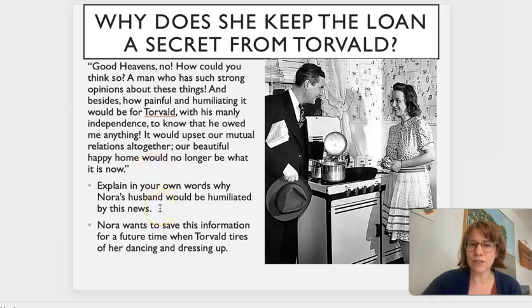So Nora has to do things in secret. She has to keep this a secret from him. She also says she wants to save this information that she saved his life for a later time in their marriage, when maybe she's lost some of her beauty, when he's no longer as enamored with her as he is now. So she's saving it for the future when she can tell him, when they're old and gray, that, hey, do you remember that time you were sick? I was the one who got the money. I saved your life. And then it will rekindle their love and appreciation for each other. So that's kind of her fantasy that she's playing out. But as we'll see in Act 3, Torvald is not grateful for Nora's actions.